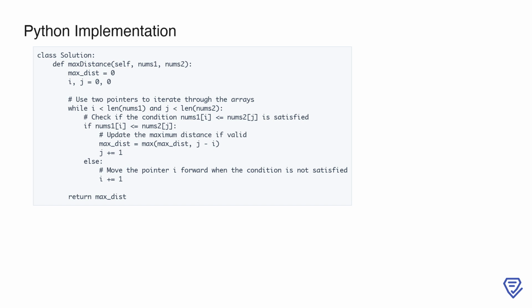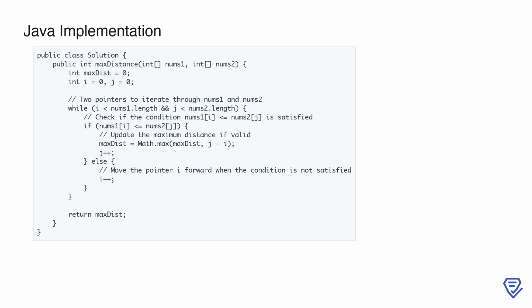Since each pointer traverses its array at most once, the time complexity of this solution is O(n + m), where n and m are the lengths of nums1 and nums2. This makes the solution efficient for large input sizes. The space complexity is O(1), because no additional data structures are used.